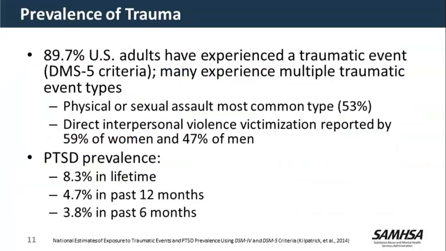Trauma is another aspect that we need to think about when considering recovery amidst the opioid epidemic. And trauma is highly prevalent. Nearly 90% of U.S. adults have experienced a traumatic event based on DSM-5 criteria. Many adults have experienced multiple traumatic event types. And just one way that trauma can impact us is through the development of PTSD. And so we see among U.S. adults, about 8.3% will experience the symptoms of PTSD in their lifetime.